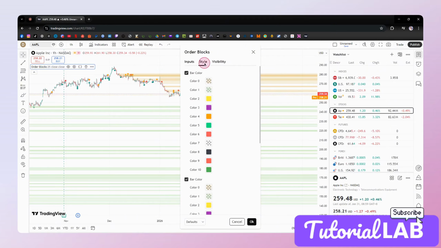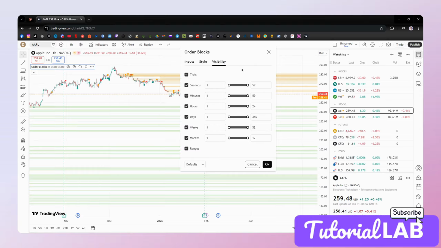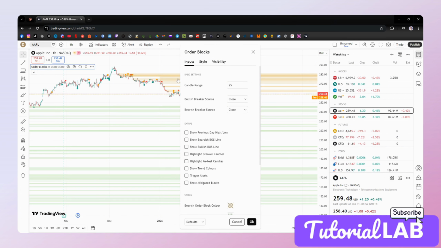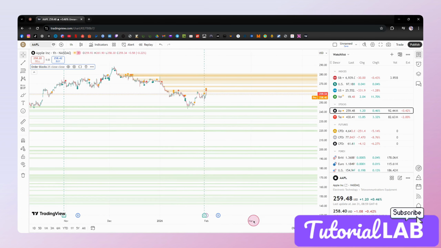Go to Styles. Here, you can choose more colors, boxes, labels, and lines. In Visibility, you can also check seconds, minutes, hours, days, anything you want. Now, let's go back to Inputs. Once you've configured your order blocks, click OK. That's how we add and use an order block indicator on Tradingview.